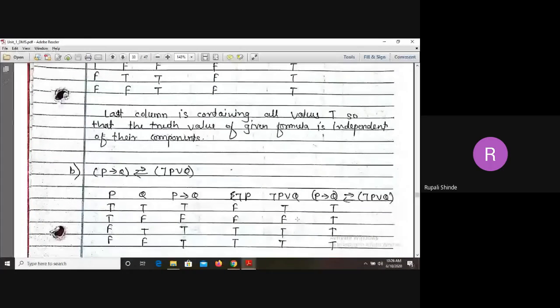Now check here, all the values in the last column are true. That's why we can say that this formula is independent of its components.